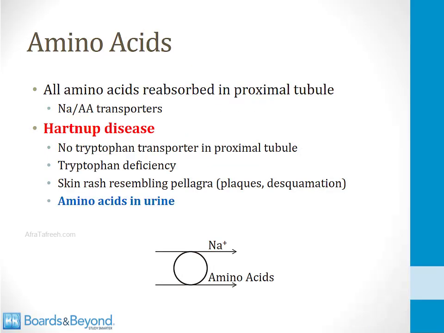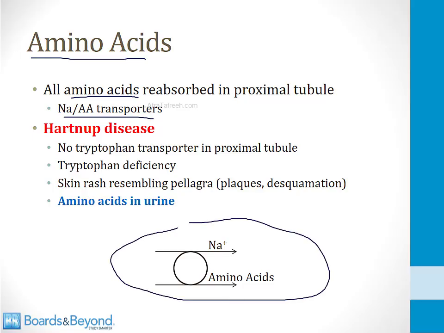Let me also make a special note about amino acid reabsorption in the proximal tubule. Just like with glucose, all amino acids are reabsorbed in the proximal tubule under normal conditions. Just like with glucose, they are reabsorbed together with sodium via a co-transporter, as I've shown at the bottom of this slide. There's a clinical tie-in here with a rare disorder called Hartnup disease.